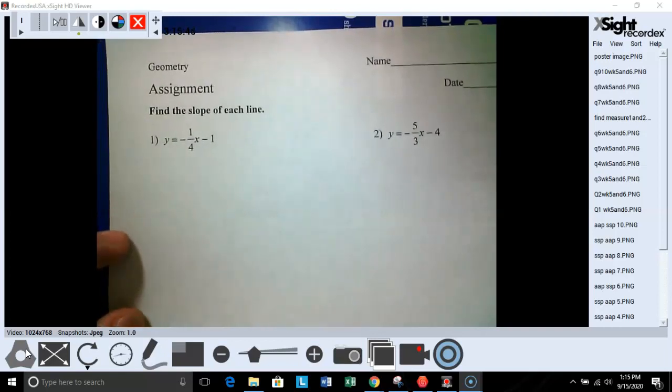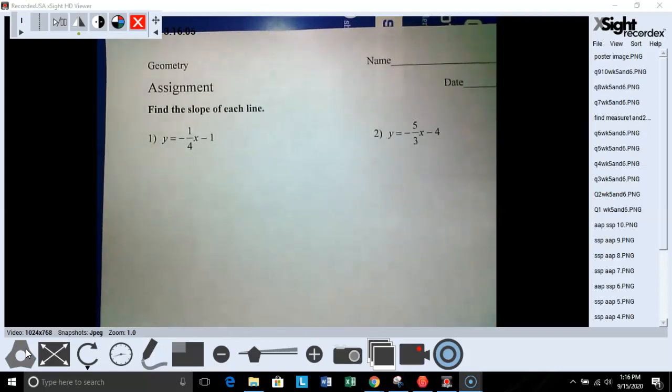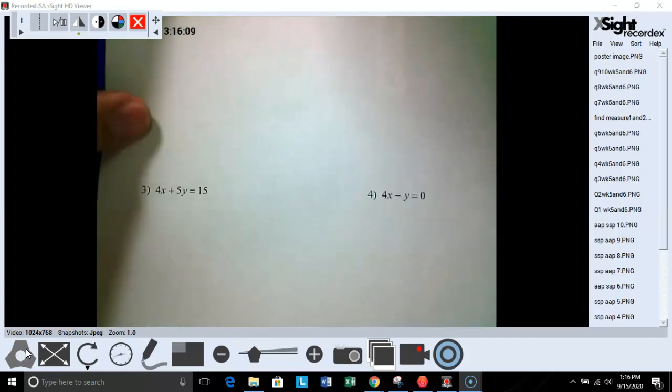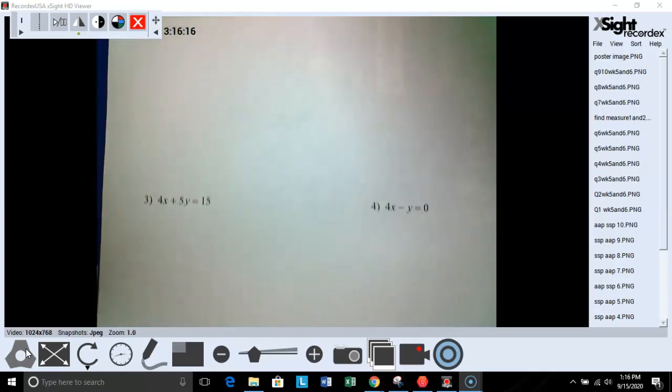This is still related to finding slope, and this time I'm gonna focus on finding the slope given an equation of a line. So I'm gonna start with the standard form, which is the y-intercept form. I'm gonna do two numbers for you, and then for the next two numbers, I'm going to show you how to change it first to y-intercept form before we find the slope of the line.